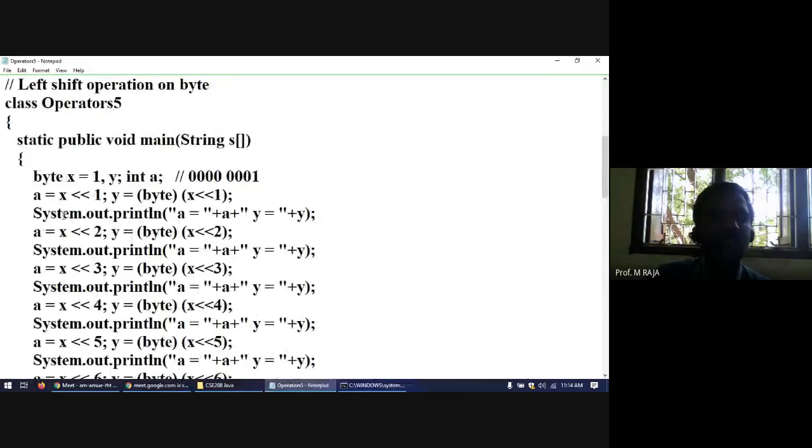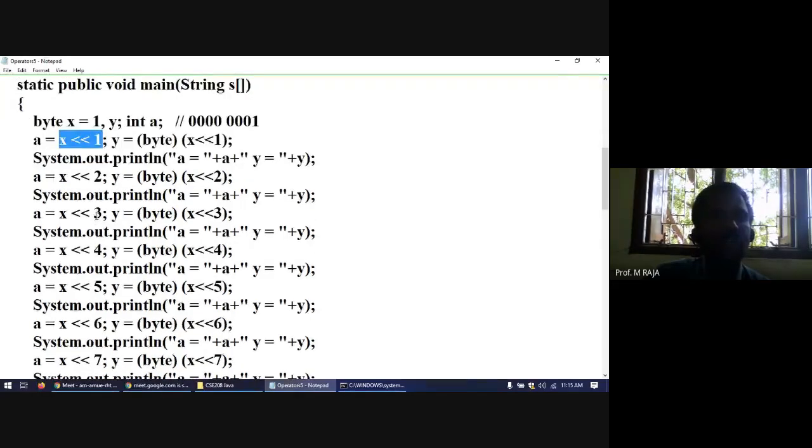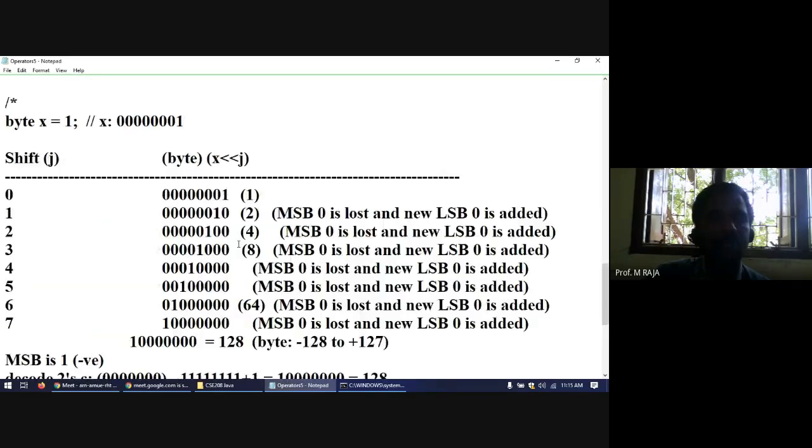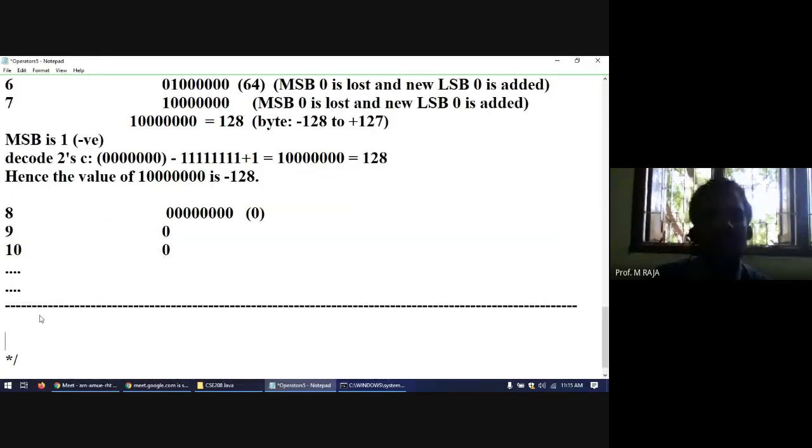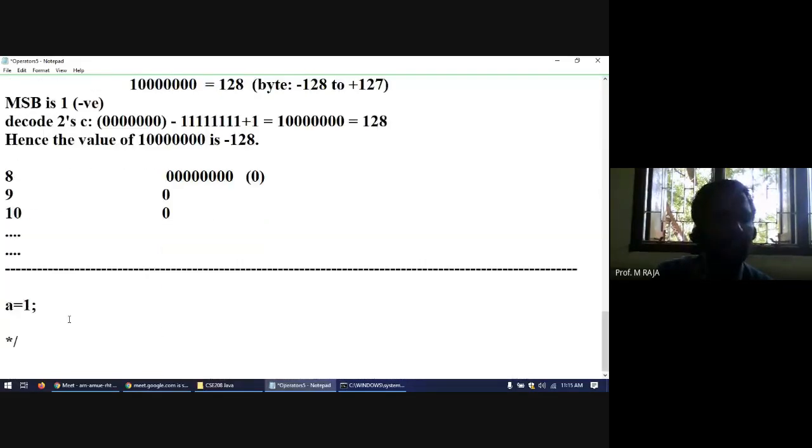Suppose you want to store the result into an integer variable. Byte x is equal to 1, a is equal to x less than 1. In this stage, x is a byte operand and 1 is an integer operand, so the expression is entirely converted to integer mode. Consider the variable a in 4 bytes format. Int a is equal to 1. How do we represent a equal to 1 in the 32-bit register?